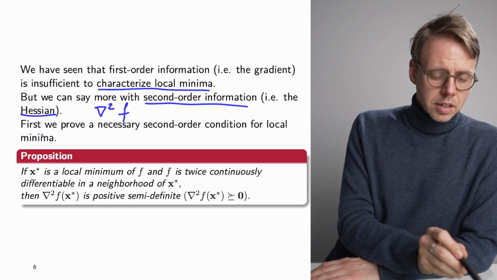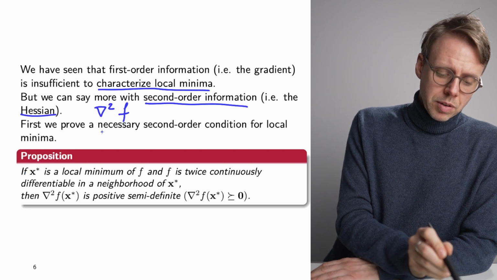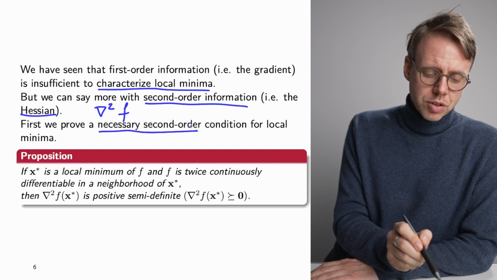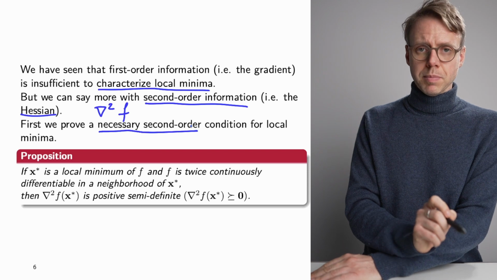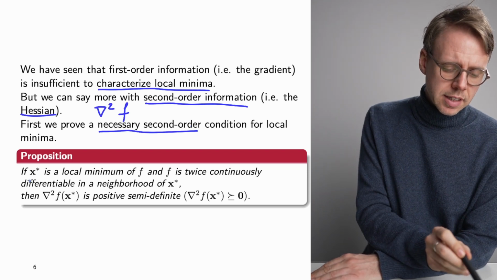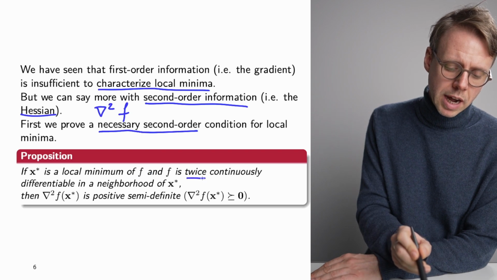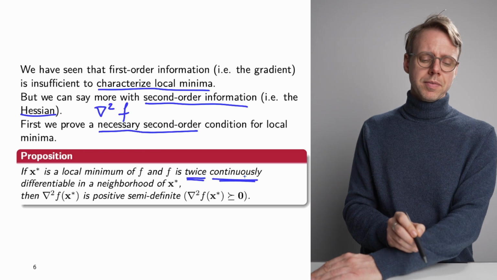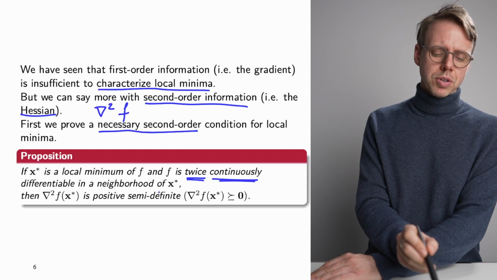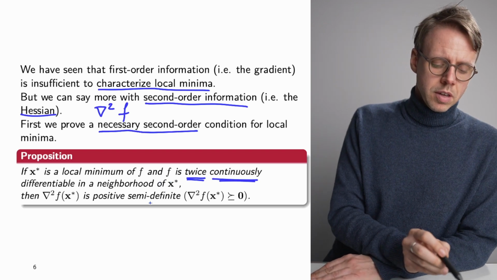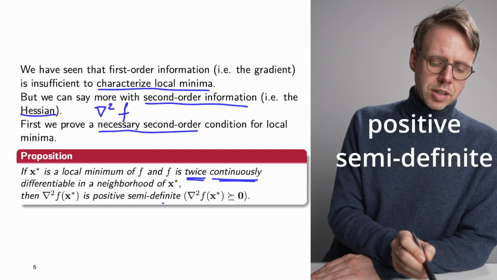Well, let's look at it and prove the following proposition. We will prove a necessary second order condition for a local optimum, in particular a local minimum. So if x star is a local minimum of f, and f is now twice continuously differentiable around this point x star, so in the neighborhood of x star, then the Hessian matrix is positive semi-definite.